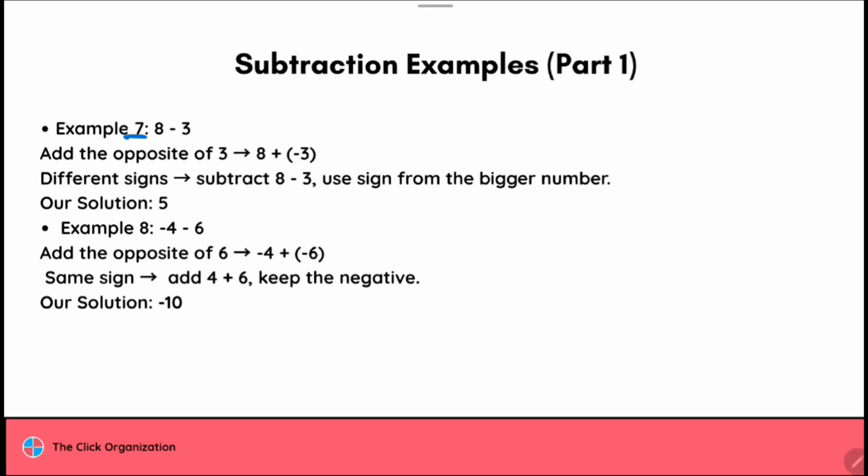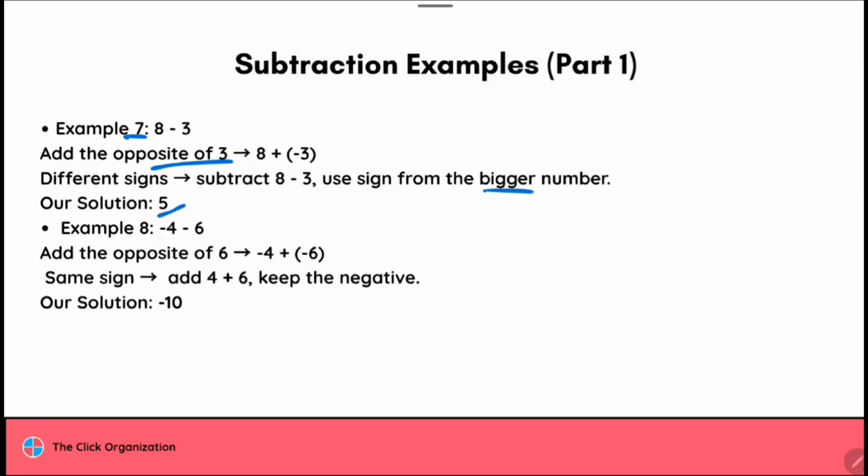Example number 7 says 8 minus 3. In this case, take the opposite of 3, which is negative 3. So 8, we have to add the opposite of 3, right? So 8 plus minus 3. In this case, both the integers have different signs, so simply subtract the integers and take the sign from the bigger number. So 8 minus 3 is 5, and the larger number here is 8, so the sign taken would be positive.